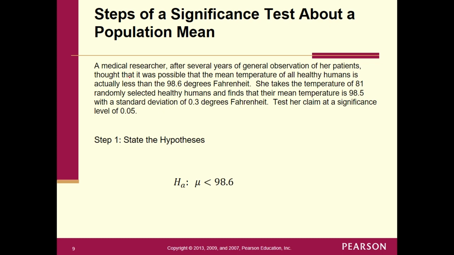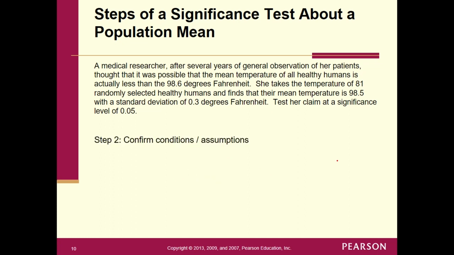She thinks it's possible that mu is actually less than 98.6, right? So mu being defined as the mean temperature of all healthy humans. You know, we could actually write out those words, the mean temperature of all healthy humans, instead of saying mu, but we're just having mu stand for something, okay? So we don't have to write it all out every single time. And so what's the null hypothesis going to be? It's going to be mu is what? Equal to 98.6, right? So that means mu sub 0, whatever this value is, that's mu sub 0, and that's what we'll use in the formula to calculate the test statistic.